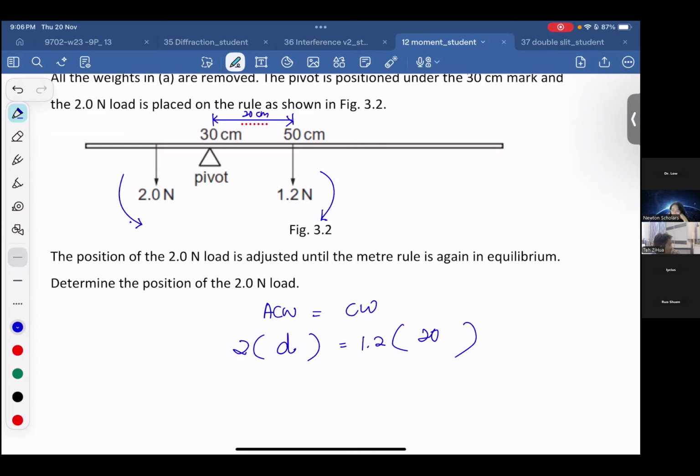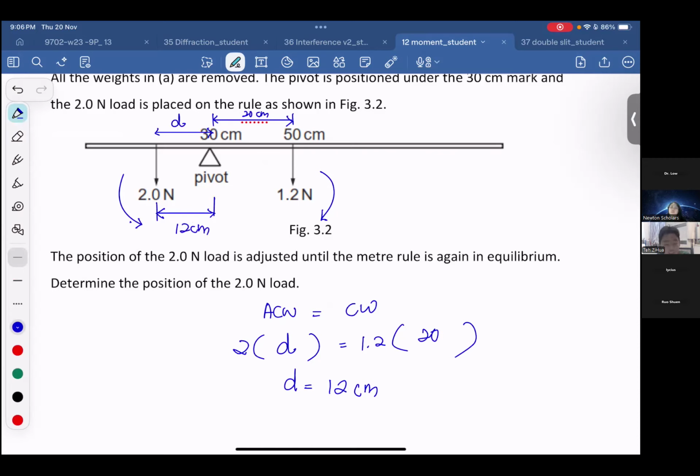Then calculate the distance. What is the distance from here to here? What is my D? Here, your D should be 12 cm. Am I right? We should get 12 cm. Okay, Megan correct. If you stop here with 12 cm, you will score 2 marks only, because the 12 cm that we count is the distance from the 2 Newton until the pivot. This is 12 cm, not 20.